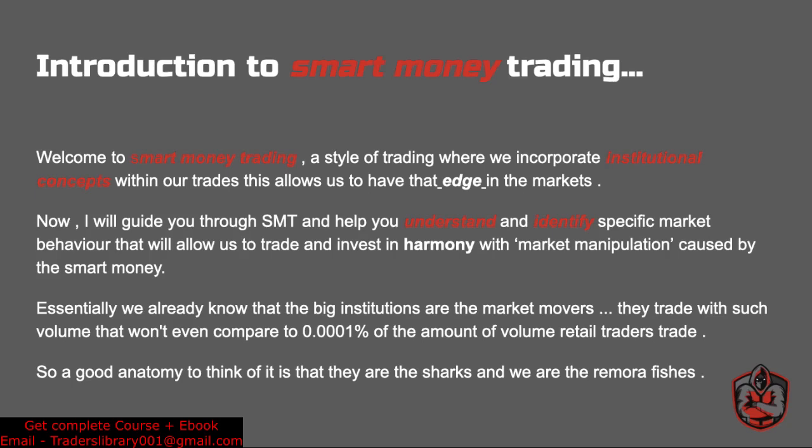Essentially, we already know that the big institutions are the market movers. They trade with such volume that it doesn't even compare to 0.0000001% of the amount of volume us retail traders trade. A good analogy that my mentor Mark Fraser taught me is that you've got to think of it as this. The smart money are essentially the sharks, and we as retail traders are the remora fishes. Now, the remora fishes would follow the sharks and eat the sharks' leftovers. That's a good analogy to think of it as.